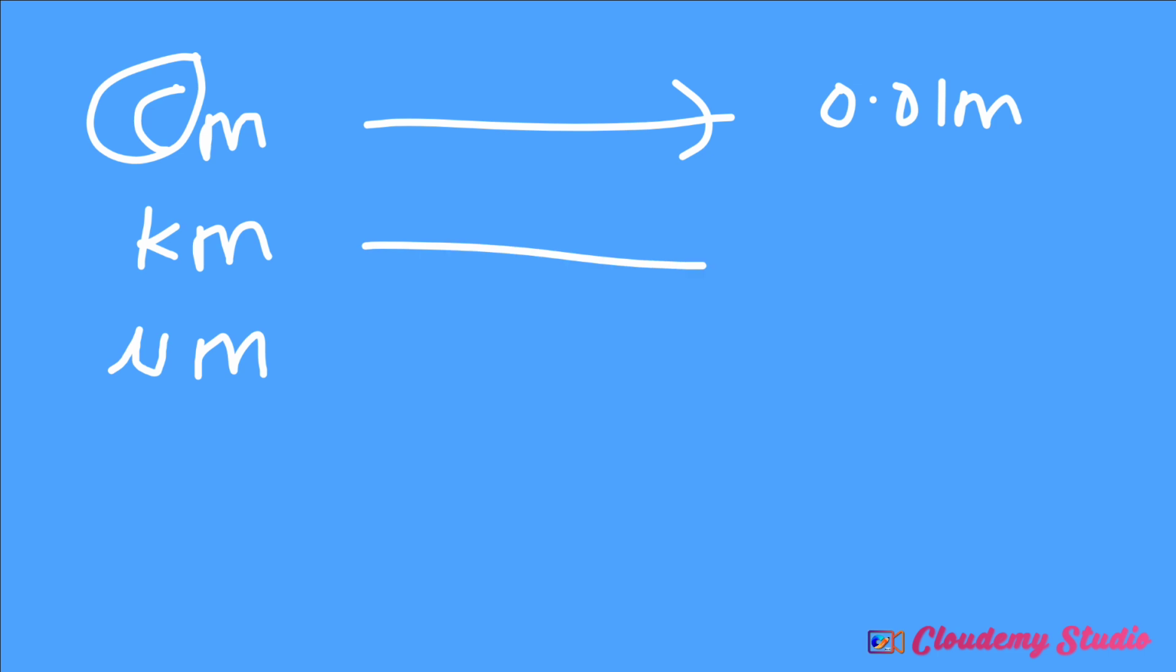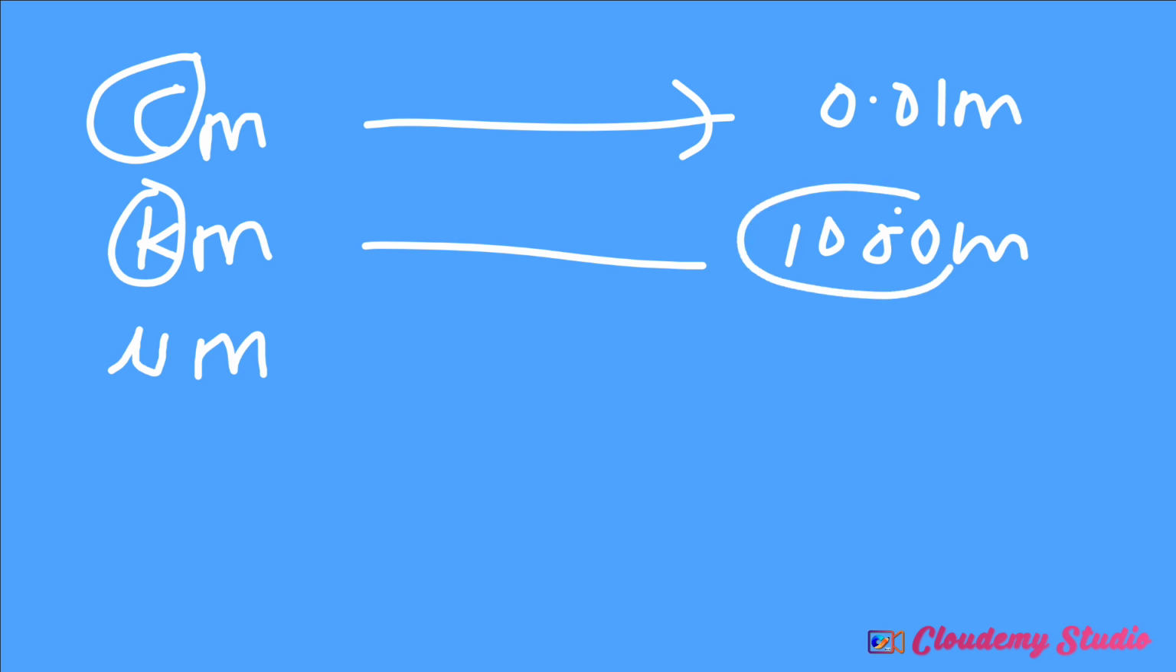Kilometer, this kilo here, kilo means 1,000. That is 1,000 meter. So which means 1,000 meter is the same thing as 1 kilometer. So anytime you see kilo, it means 1,000. Anytime you see centi, it means divided by 100. Anything divided by 100, that's 1 divided by 100, that's 0.01.